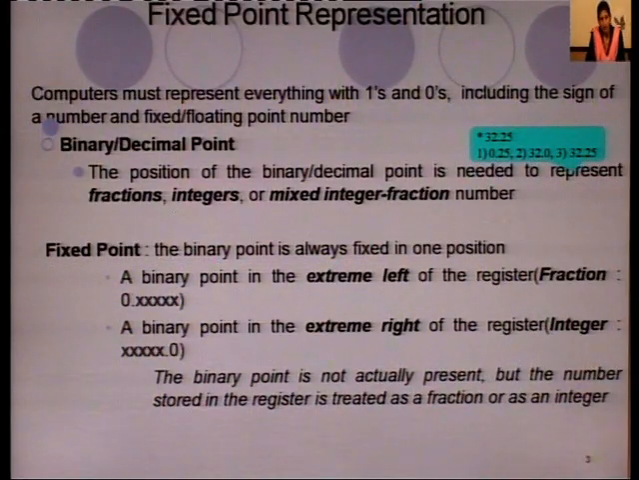A binary point at the extreme left of the register means a fraction part, represented as 0.xxx, whereas a binary point at the extreme right of the register means an integer value. The binary point is not actually present, but the number stored in the register is treated as a fraction or as an integer.